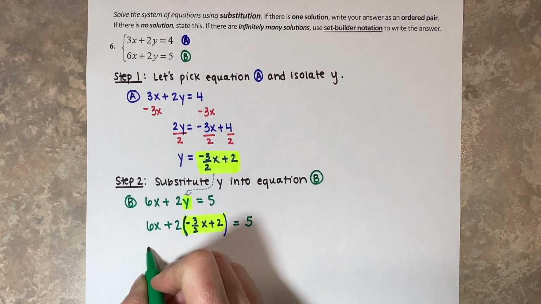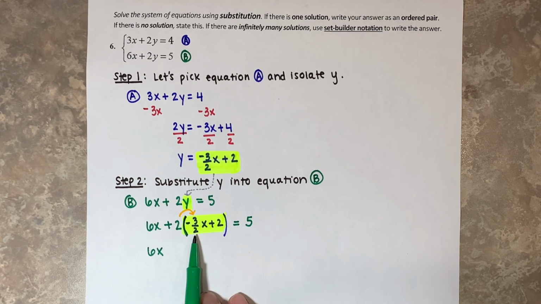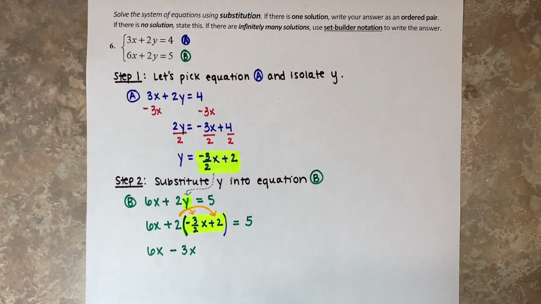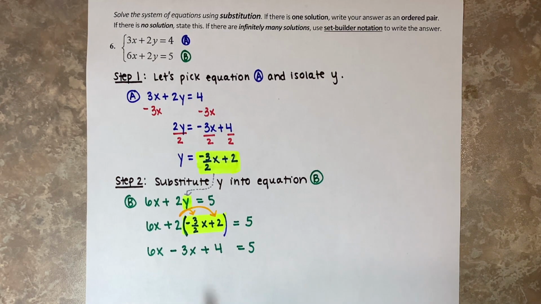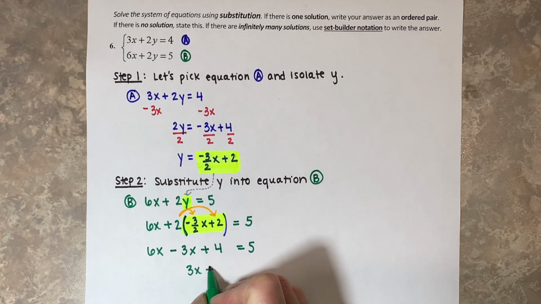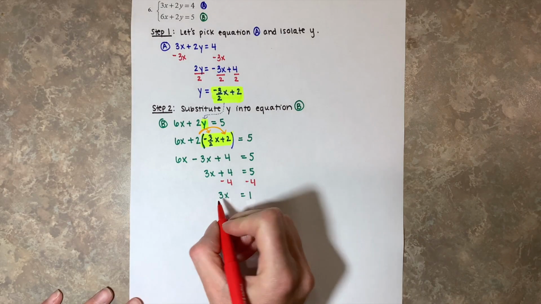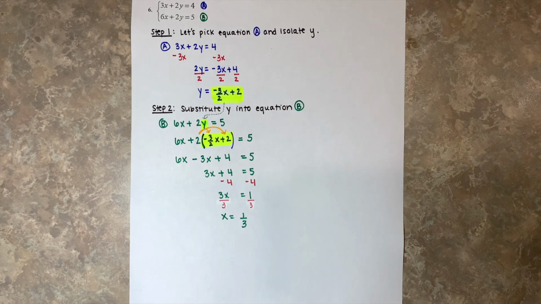I'll bring down the 6x. And then let's go ahead and distribute. If you take 2 times -3/2 x, either by hand or on your calculator, that will give you -3x. And 2 times 2 will give us a +4. And then we'll bring down the 5. And now we can combine like terms and proceed to solve for x. And we find that x is equal to 1/3.